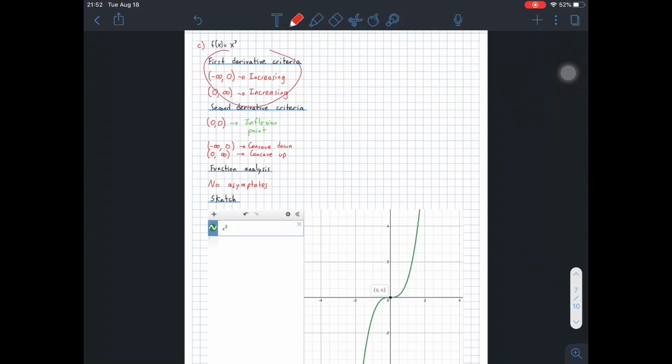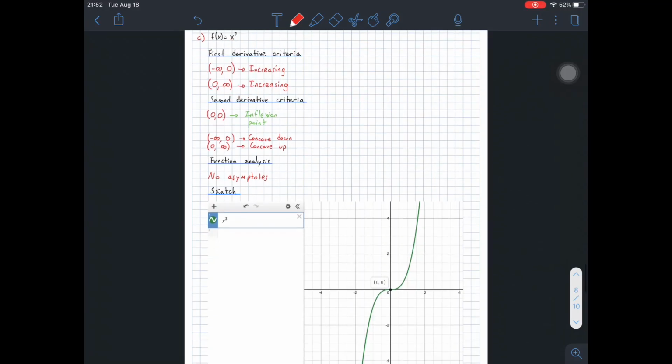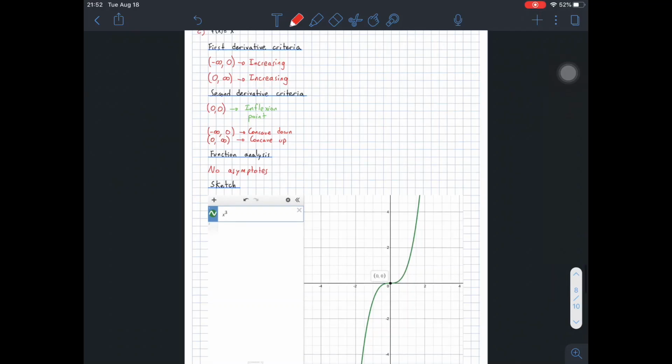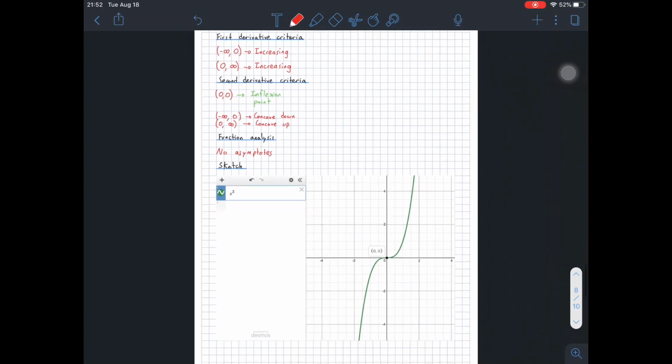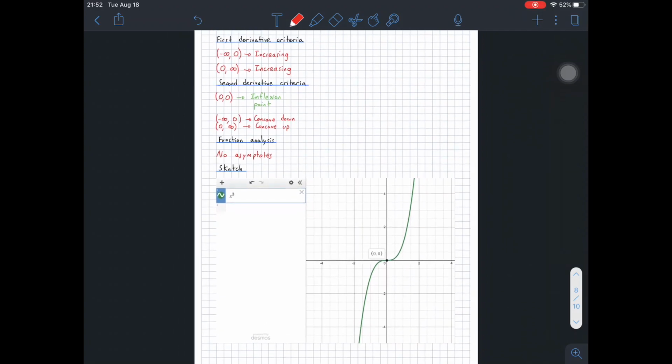If we analyze the first derivative criteria, we got these results from the previous videos. From -∞ to 0, the function is increasing. That's exactly what we see. The function is increasing until this point. And then after that point, from 0 to +∞, again it is increasing.